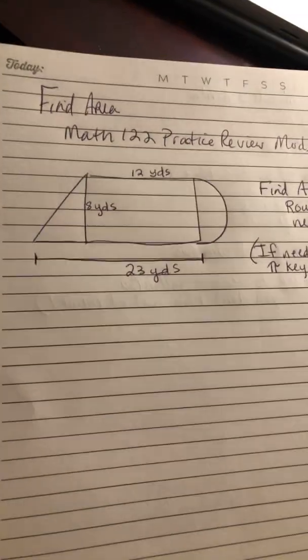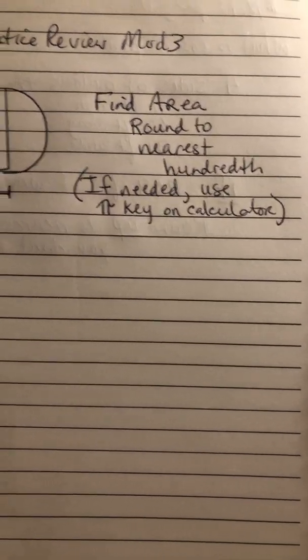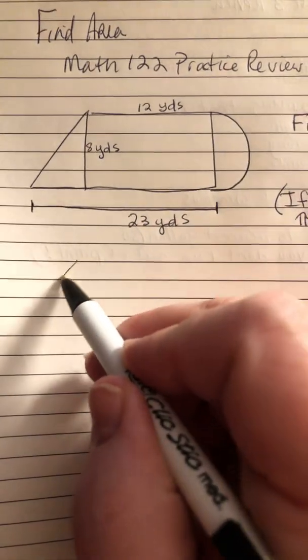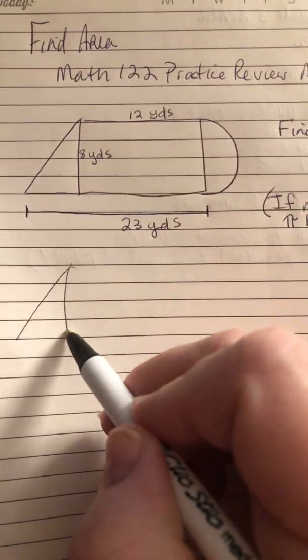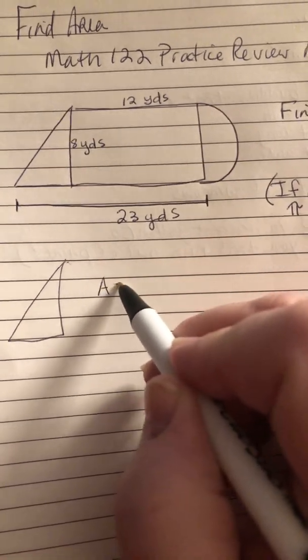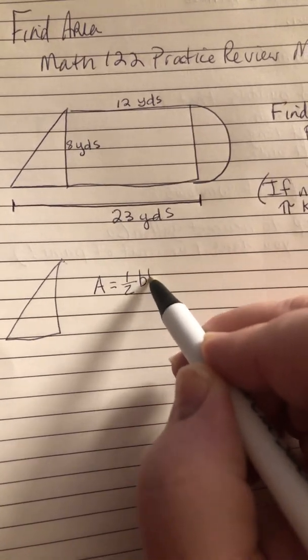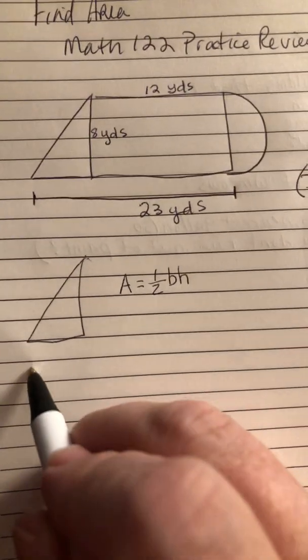Okay, one of the questions on this practice review for Mod 3 is finding the area of this object right here. And so what we need to do is visualize this as three separate objects. To find the area of it, we want to find the area of each piece. So one of the pieces we have is the triangle that's on the end. And if you look at your formula sheet, the area of a triangle is 1/2 of the base times the height.